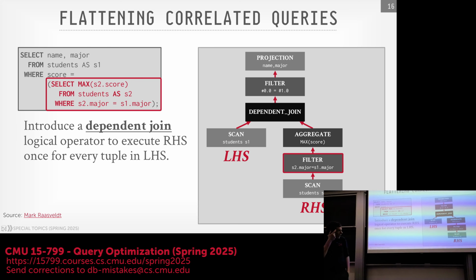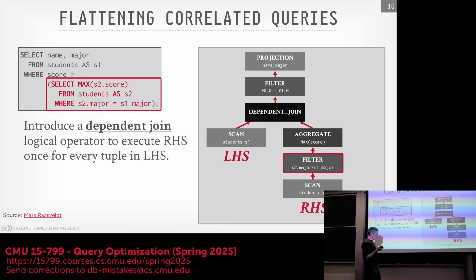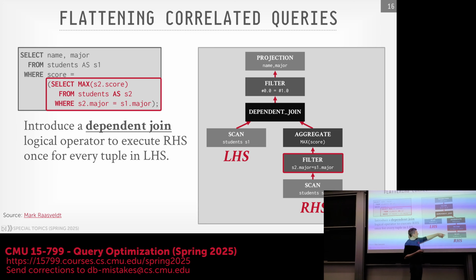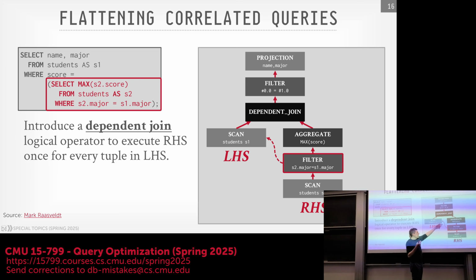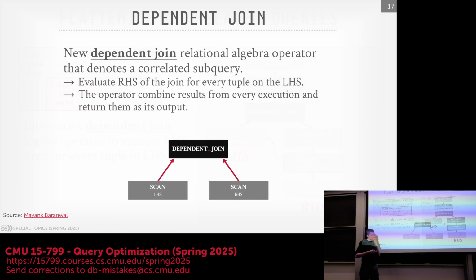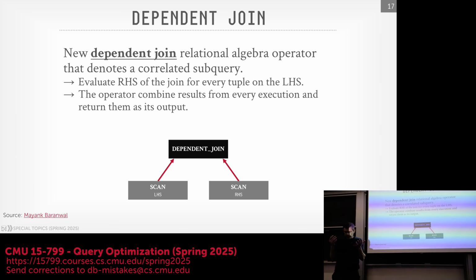Now here we have this filter clause on the right-hand side, which is again referencing something from the outer query. We're doing this comparison between the student major in the outer query and the student major on the inner query here. So we need to understand how we can rewrite this part to not have to do the dumb invocation of the inner query for every single tuple of the outer query. So the dependent join is just a relational algebra operator.